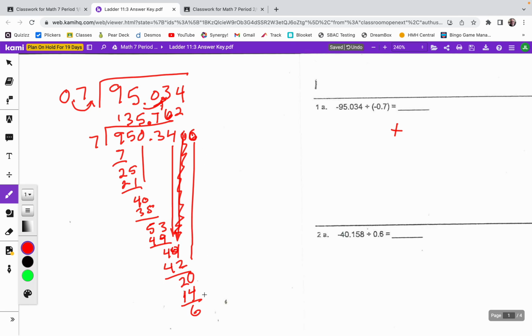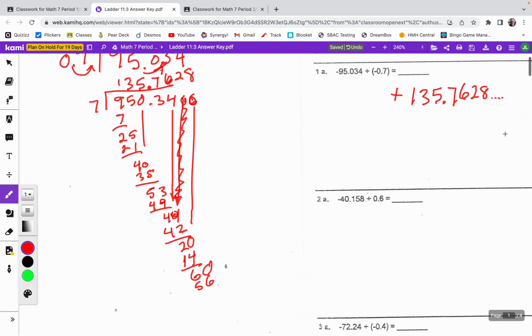We don't have to actually put the zeros there. We can just put the 0 right here. And this is an 8. And it just keeps going. It does eventually repeat, which we're going to talk about in class on Friday. But we can just put the answer of 135.7628, and it keeps going, and we'll talk about that later, but that's as far as you needed to go on that one.